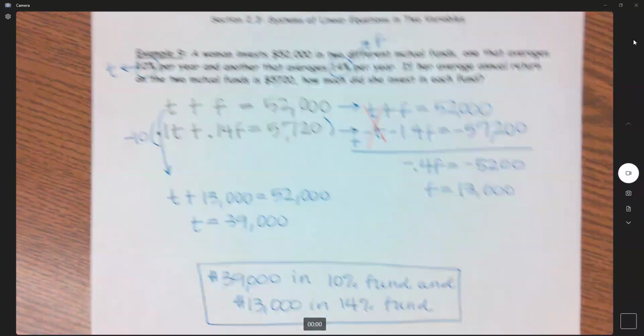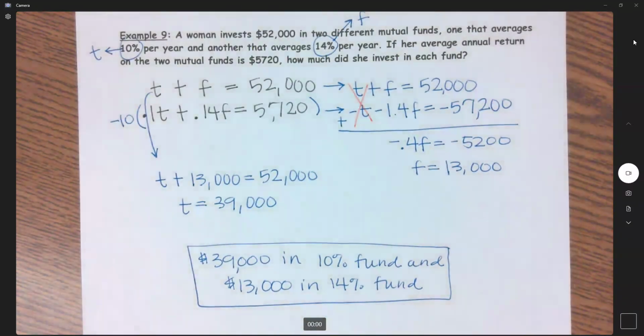Okay, I hope you had time to pause the video and work on example 9. Here is the answer to your problem. You should have got 39,000 in the 10% fund and 13,000 in the 14% fund. So pause this video and either copy it down if you did not even attempt it. And if you didn't attempt it, I'm sure you're still a great person, but shame on you. If you did not get these numbers here, find your mistake. And then email me if you need any further help with this.